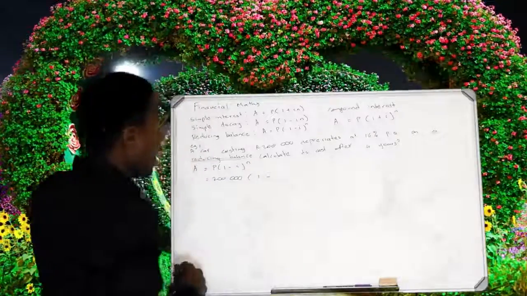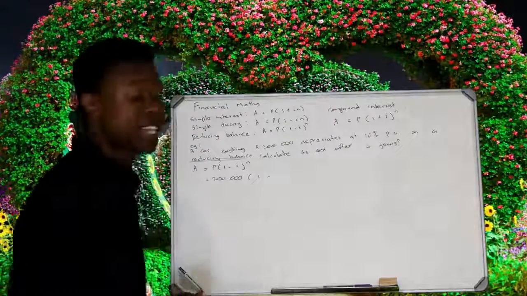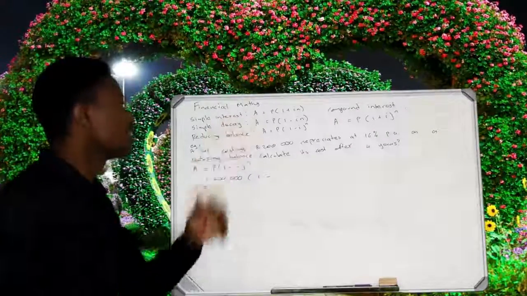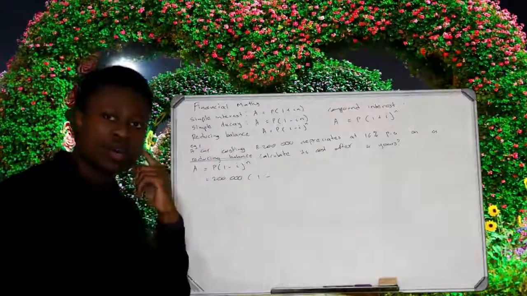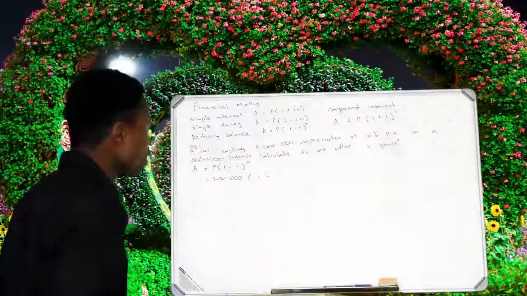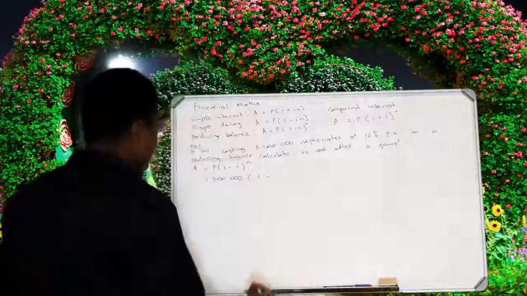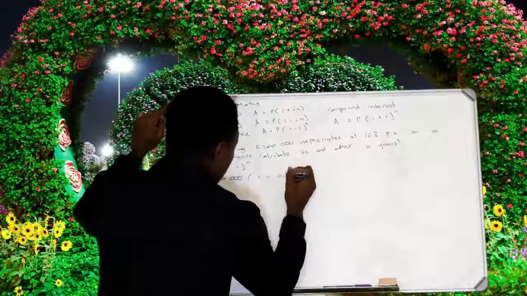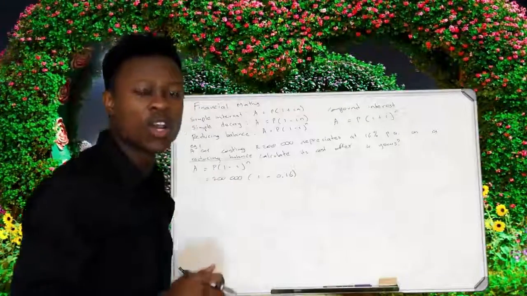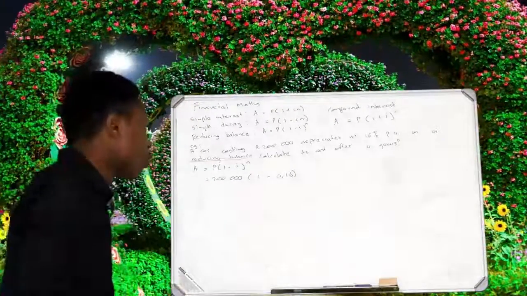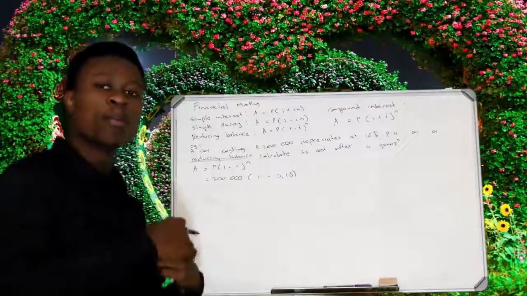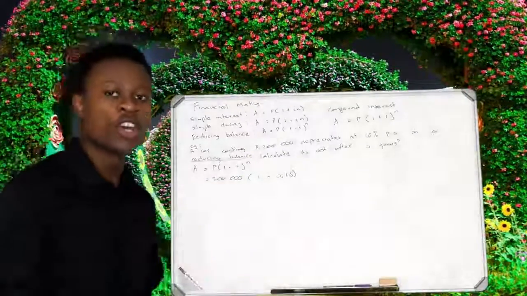1 minus i. What is i? i is 16% per annum, right? But we can't write 16 as a whole number. We have to write it as a decimal, so it will have to be 0.16. 0.16 to the power of what? How long are we looking at the depreciation over? We're looking at 4 years. So we want to know what the price would be after 4 years.